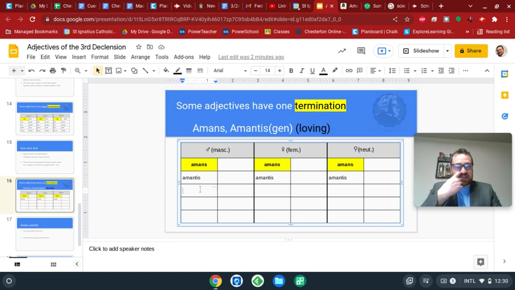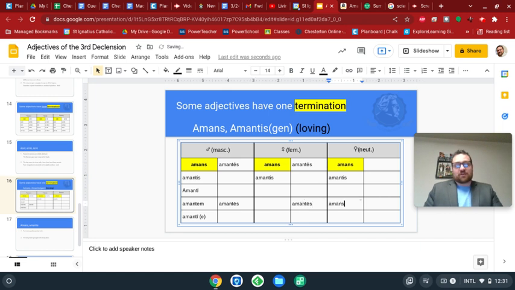Okay, let's take amant and keep going with it, because that's going to be our stem for all the rest. Amanti, amantem, amanti, sometimes amante, amantes. We're going to copy amantes. We're going to use it down here, up here, and down there.